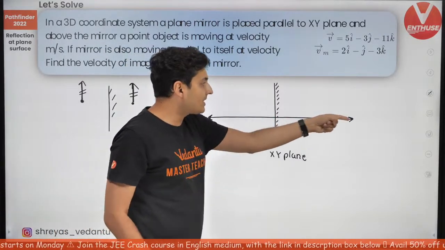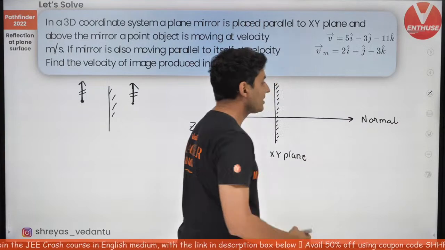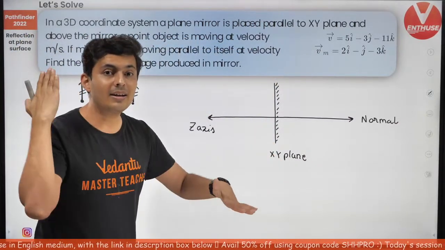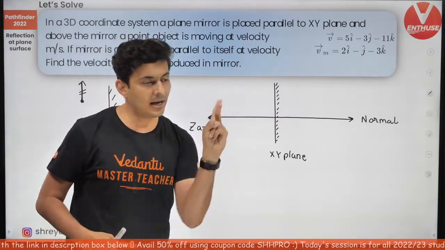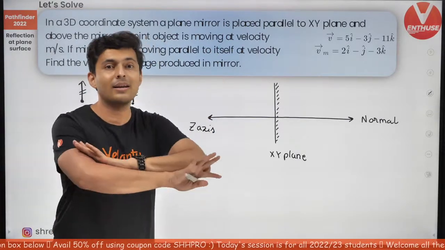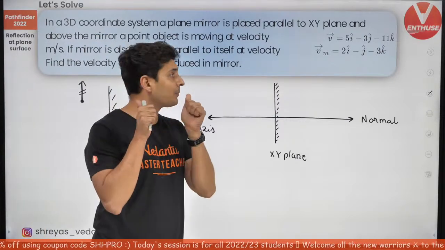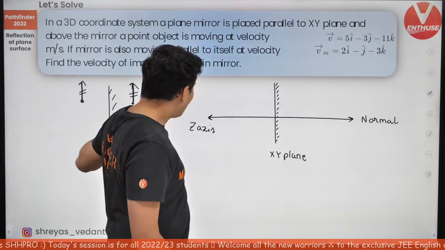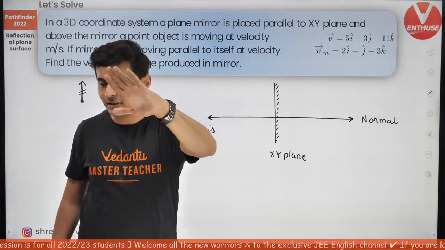So the z-axis is actually normal to the mirror. This is the normal to the mirror. Perpendicular to the normal is parallel. So whenever velocities are parallel to the mirror, nothing happens. It just goes with the same velocity. Everybody agrees with that?